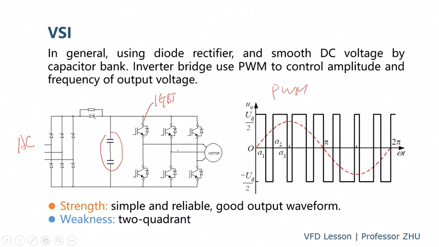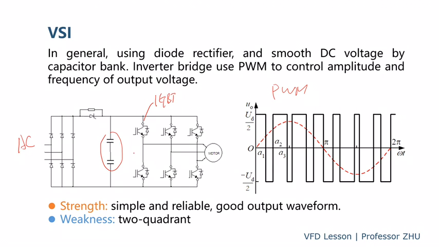So the advantage of this one is a very simple rectifier, and also mature technology on the inverter side. And the output waveform is very good, especially the current waveform. When the IGBT switching frequency or carrier wave frequency is higher, the current is very close to a sinusoid, with very low harmonics on the output side, especially on current.